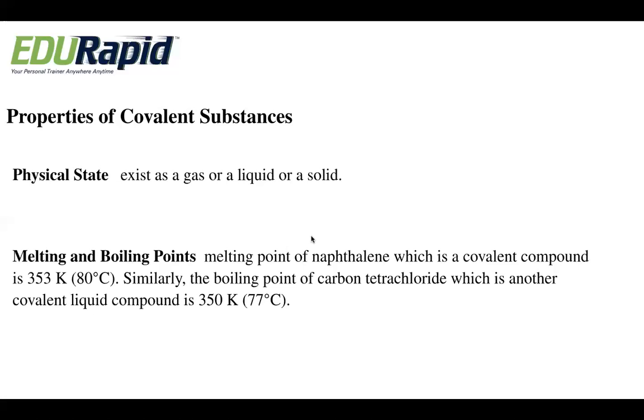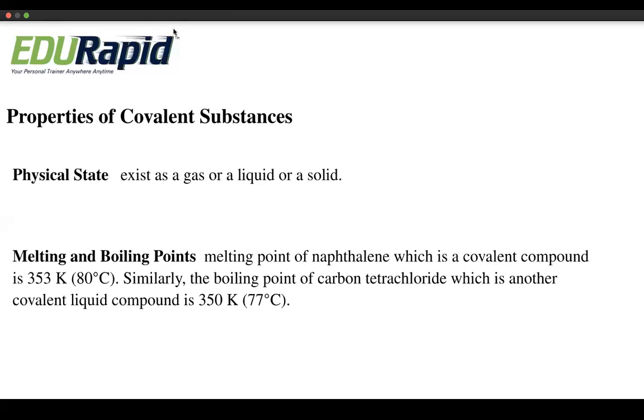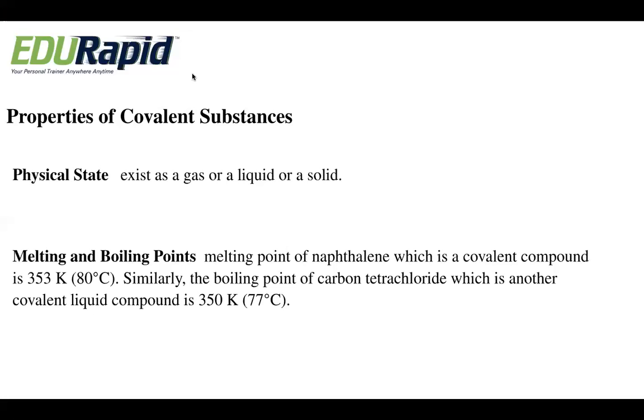We have an example. The melting point of naphthalene, which is a covalent compound, is 353 Kelvin, that is 80 degrees Celsius. Similarly, the boiling point of carbon tetrachloride, that is CCl4, another covalent liquid compound, is 350 Kelvin, that is 77 degrees Celsius. So it is quite low when compared to the ionic compounds.